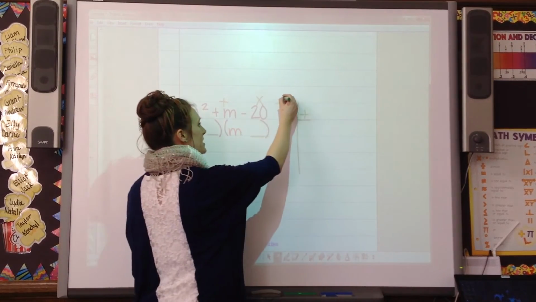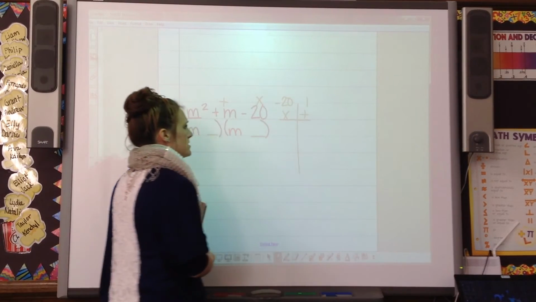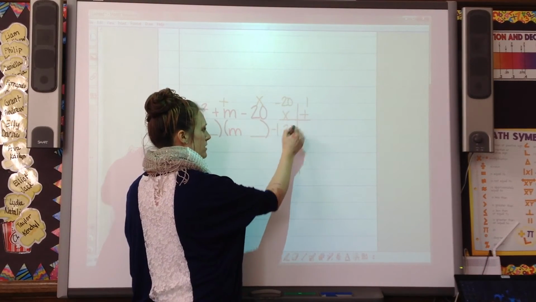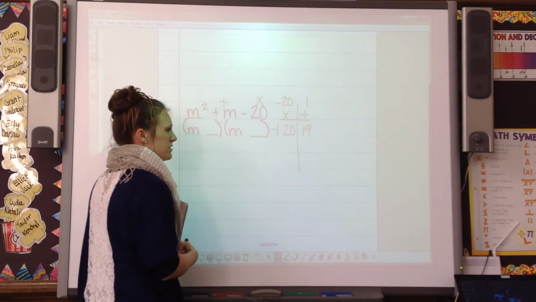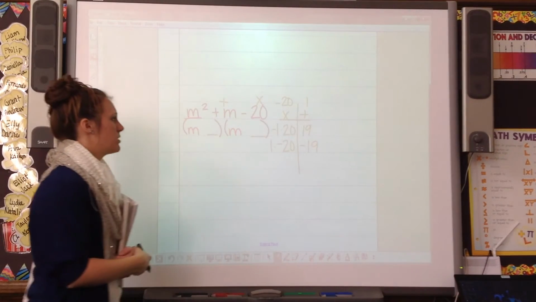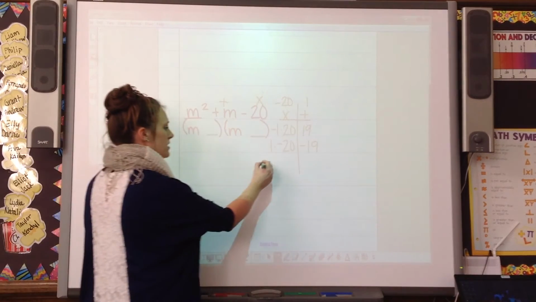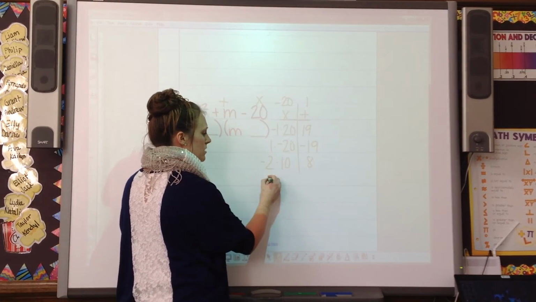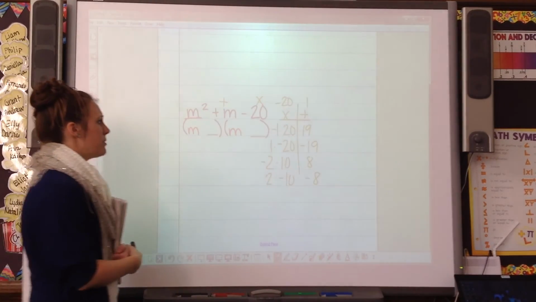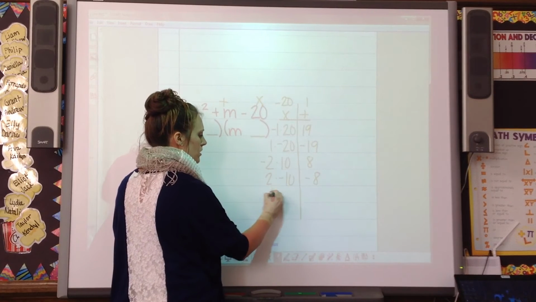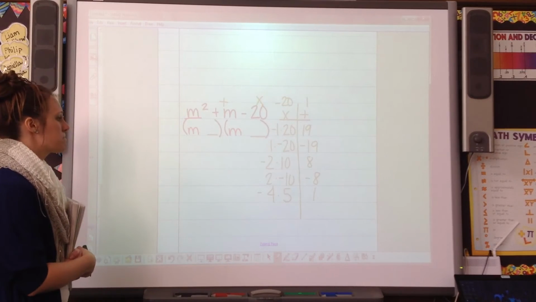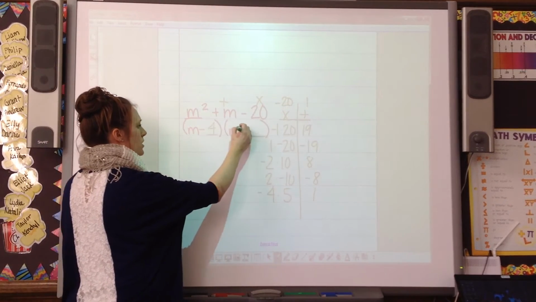Okay, so we need to multiply to be negative 20, but add to be a positive 1. So that means we could do negative 1 times 20, but that adds to be 19. So that doesn't work. Or 1 times a negative 20, that adds up to be negative 19. That doesn't work. We could try 2 and 10. Negative 2 times 10 is 8. Or 2 times a negative 10, that's negative 8. That doesn't work. How about 4 and 5? Negative 4 times 5, oh, that's a positive 1. So my answer would be n minus 4 times n plus 5.